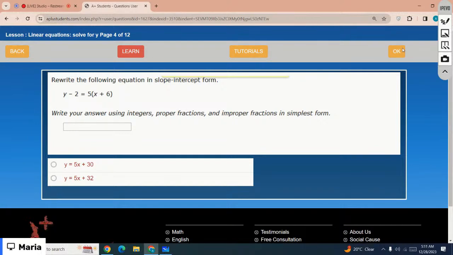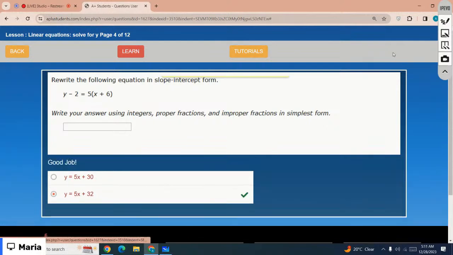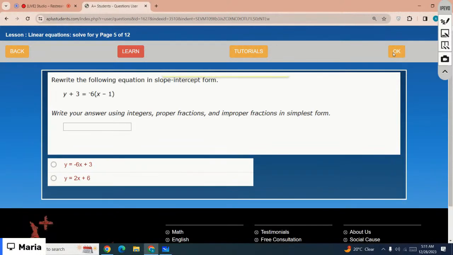Yes, the correct option is the second one. y equals 5x plus 32 is the correct option. Got it? The second one, not the first one. You solve the question on the notebook. Use your notebook and pencil, solve and then answer. Do not guess the answers, right?